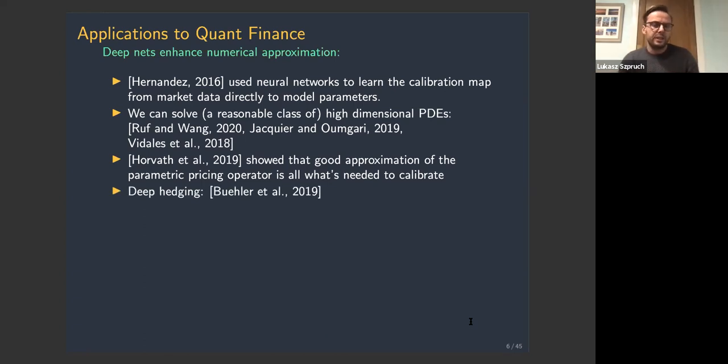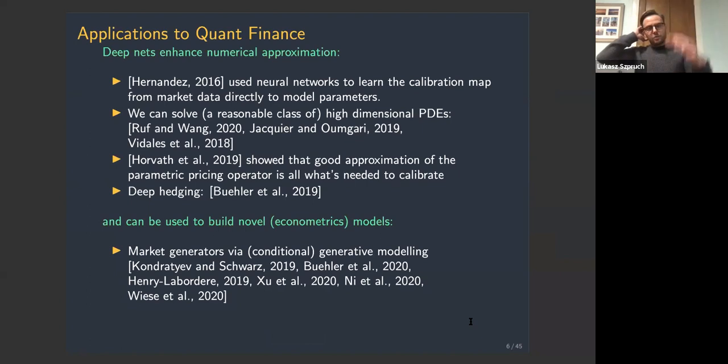And then of course, another influential idea is that when we want to hedge derivatives and account for transactional costs, and we want to hedge a high dimensional portfolio, then we can also use deep neural networks. And there was a nice paper by Hans Bühler, Lukas Gonon, and Josef Teichmann and the co-authors. So that's one strand. As I said, this is the idea of using neural nets to enhance numerical approximation.